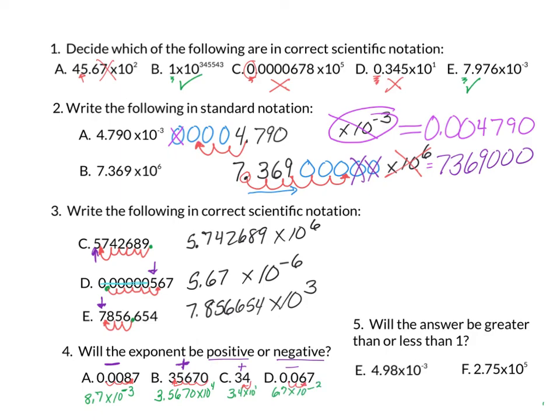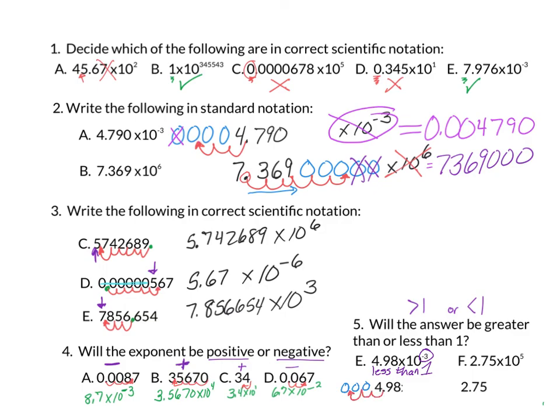And let's look at number 5, which asks, will the answer be greater than or less than the number 1? Go ahead and pause the video while you do E and F, and then turn it back on when you are done. Hopefully, after the last part, you can see that if the exponent is negative, the answer will be less than 1, which is what we see for letter E. The answer should be less than 1.